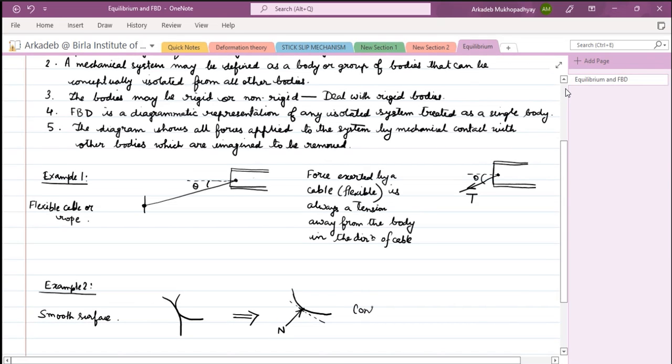So the contact force is compressive and normal to the surface.